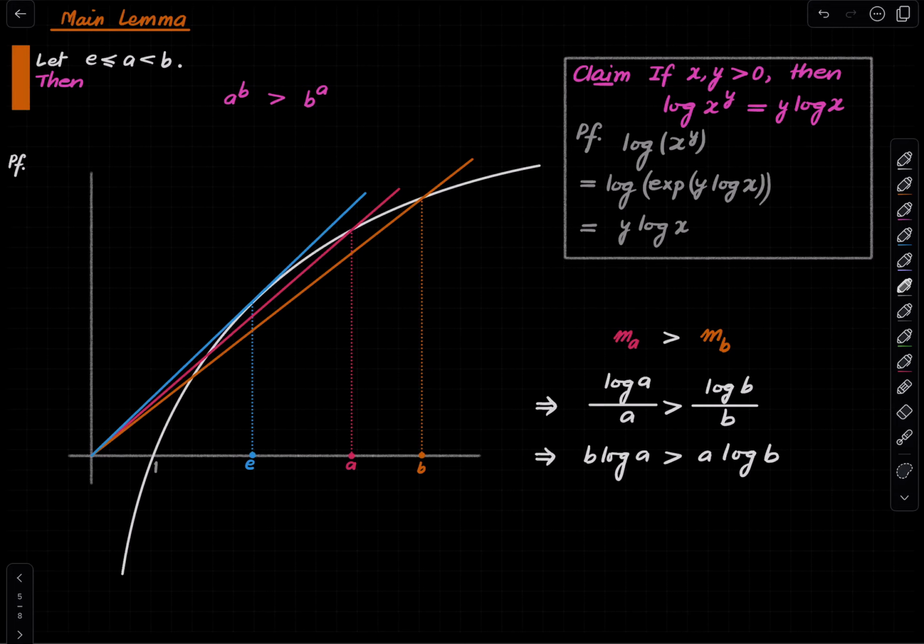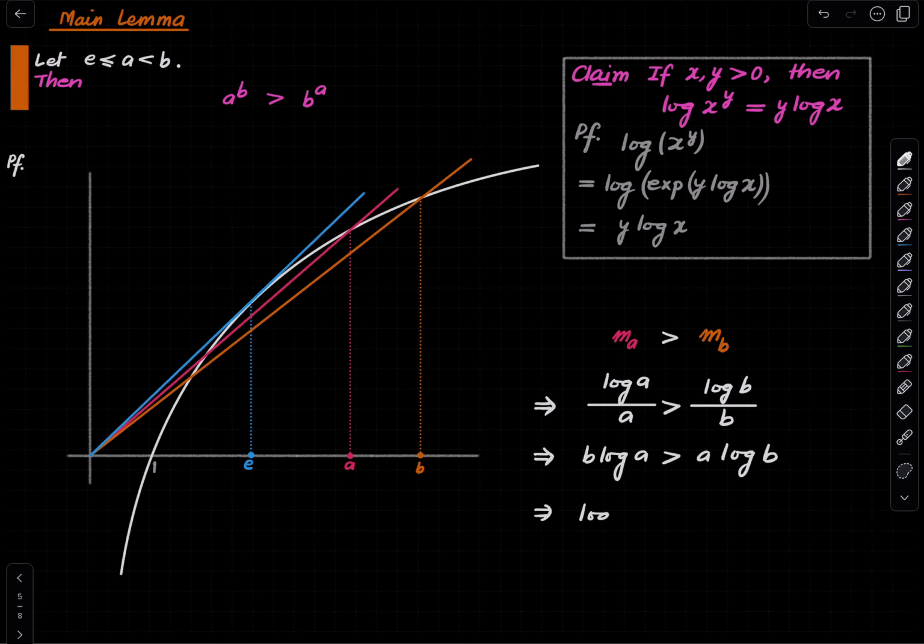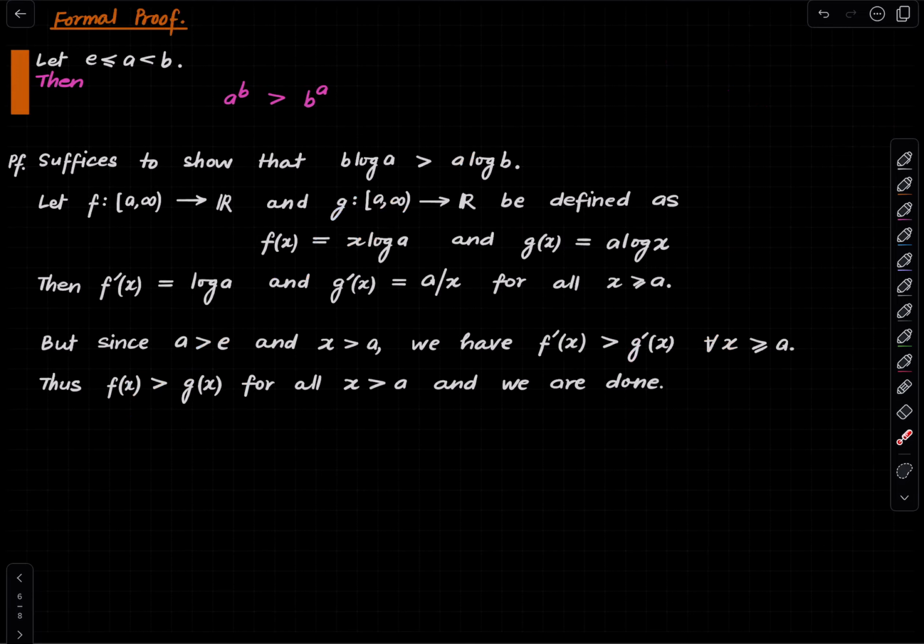So now using that chain, what is this? This is equal to log of a to the power b, and the other thing is log of b to the power a. But log is a monotonically increasing function. Its derivative is always positive, so it's a monotonically increasing function, and hence we have this inequality. So this is the intuitive justification, but there is a formal proof here if you want. You can pause the video and read it. Okay.